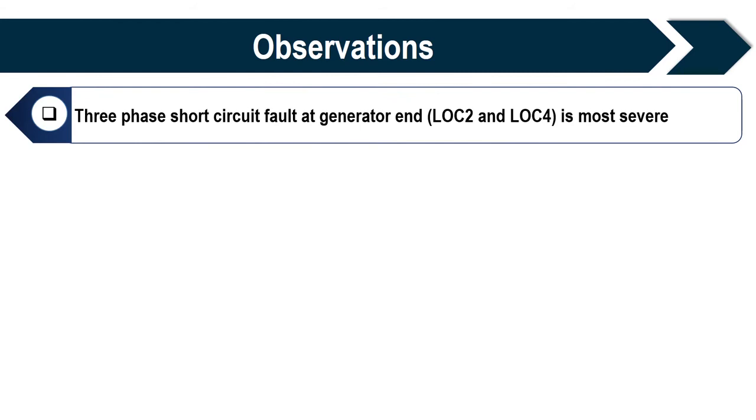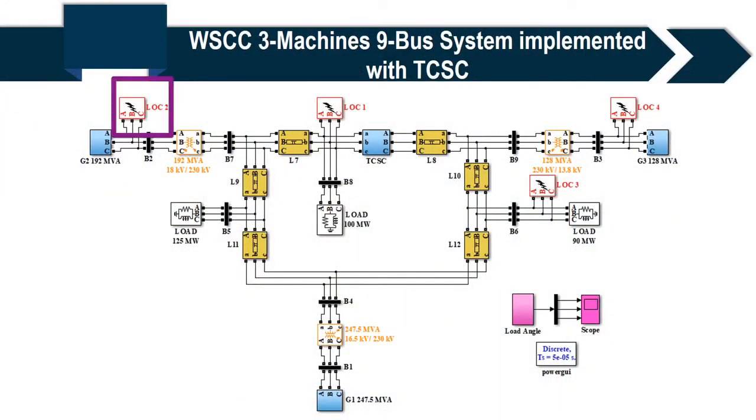The 3-phase short circuit fault at generator, location 2 and location 4. Now let us see what is this location 2 and location 4. This is basically the generator end. I'll show you. Yeah, this is location 2 and location 4. So from the results we saw that the fault at these two locations, that is near the generator, was the most severe one, while the one at location 1 was lesser and the one at location 3, that is near the load, was the least severe. So that is very important, that the effect of the fault location also we have studied with and without TCSC.